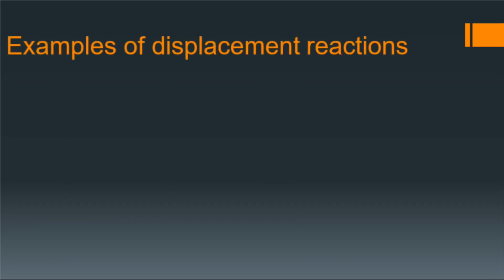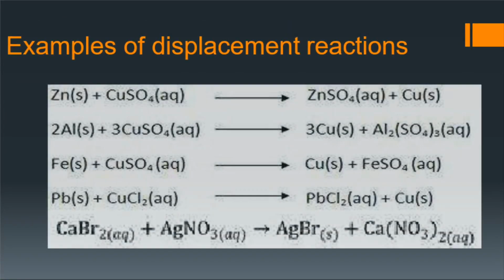In a displacement reaction, one atom or group of atoms is replaced by another. Here are some examples. In the reaction between zinc and hydrochloric acid, zinc atoms are displaced by hydrogen atoms from the hydrochloric acid. In the reaction between silver nitrate and sodium chloride, silver atoms are displaced by chloride atoms from the sodium chloride. In the reaction between magnesium and copper sulfate, magnesium atoms are displaced by sulfur atoms from the copper sulfate.